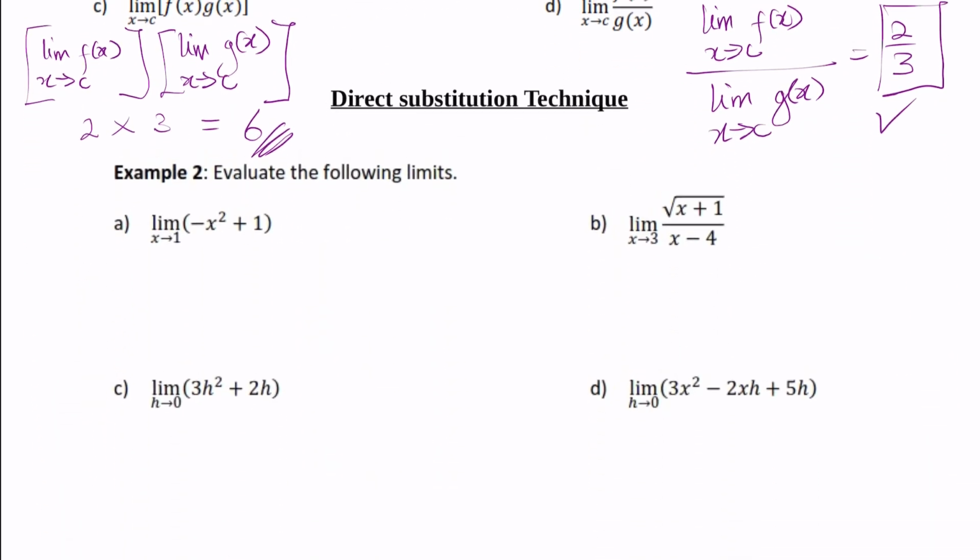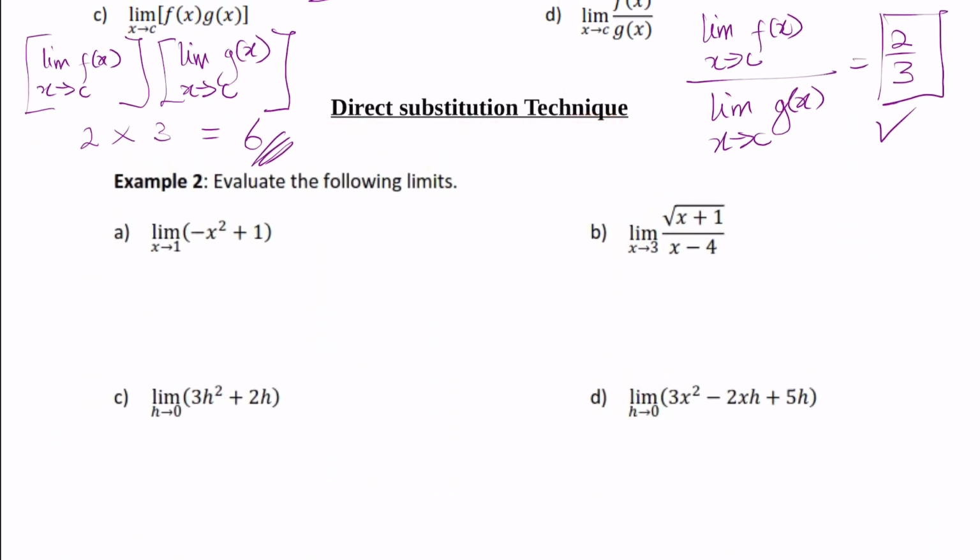Now let's look more at the method of direct substitution. So I have a couple of examples here. Example A, it says we should find the limit of negative x squared plus 1 as x approaches 1. And to solve this, we are going to use direct substitution. So we substitute 1 wherever we see x. So this gives us negative 1 squared plus 1. And this will give us negative 1 plus 1, which will be equal to 0. So it means the limit of this is 0.